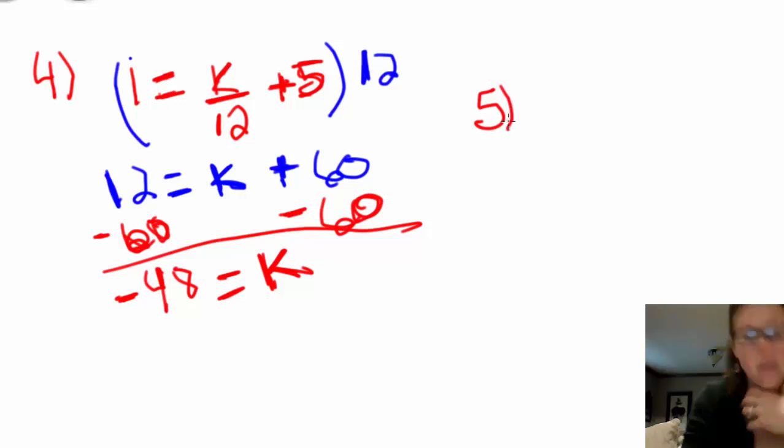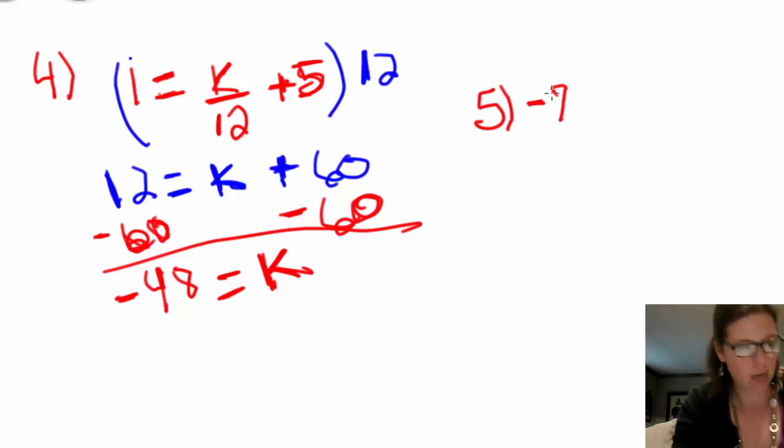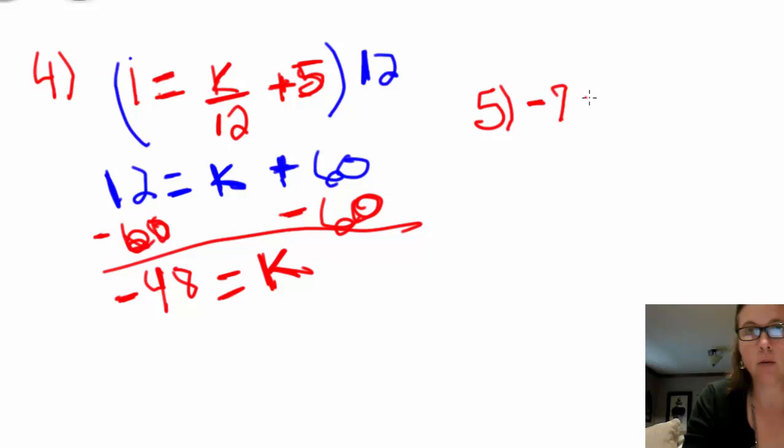Number 5. So negative 7, I think we have 2 more examples. This one and one more. Negative 7 equals negative c minus 29.